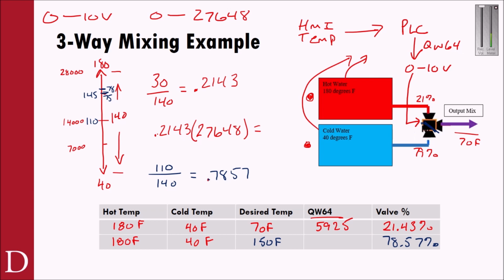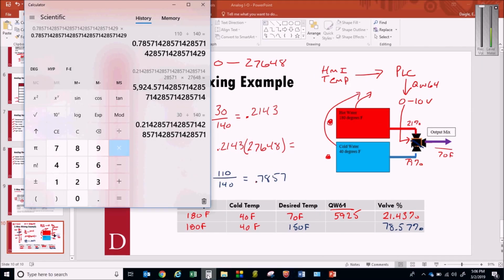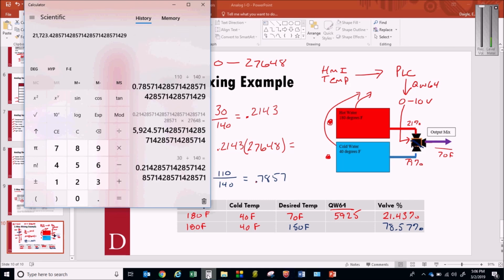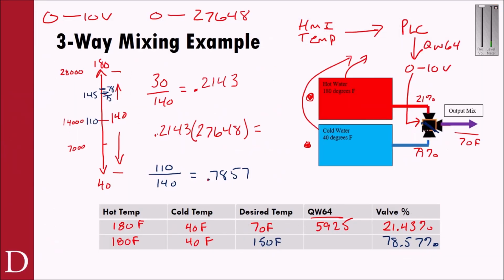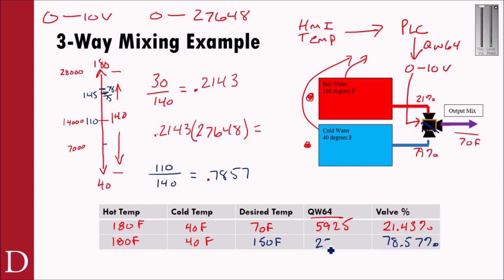Now I need to know what that analog word is, though. So I'm going to take 0.7857 and multiply that by 27,648 and I get 21,723. So that would be the analog word I would send out, 21,723, to get 78% hot and only 22% cold.